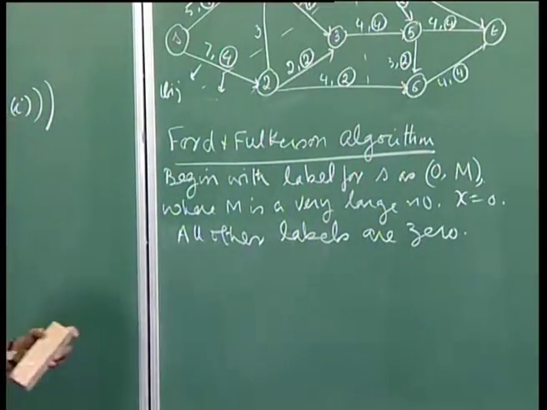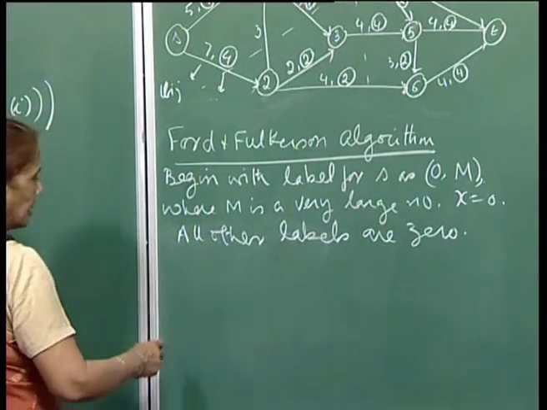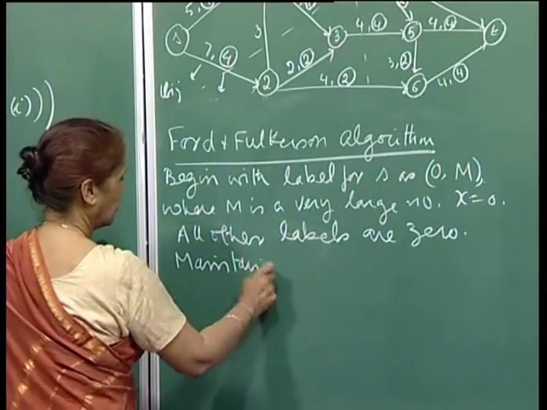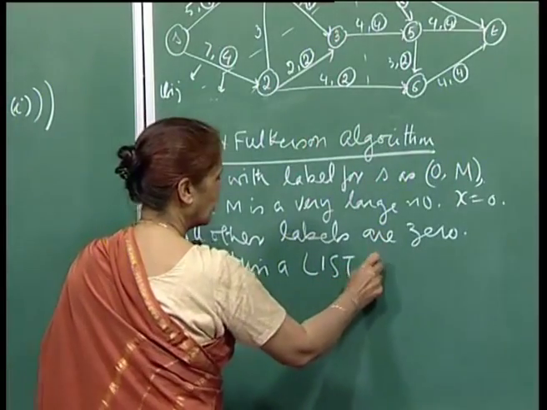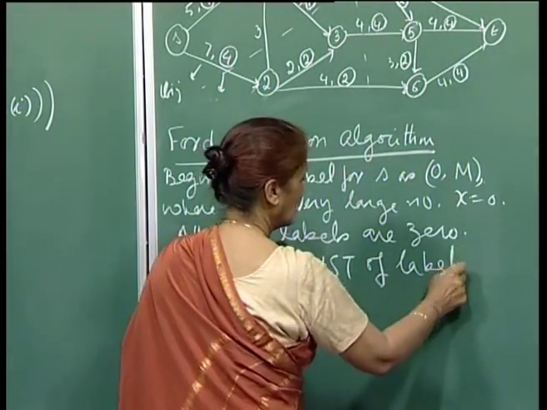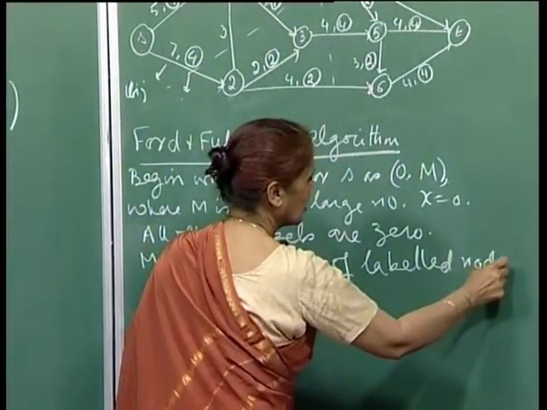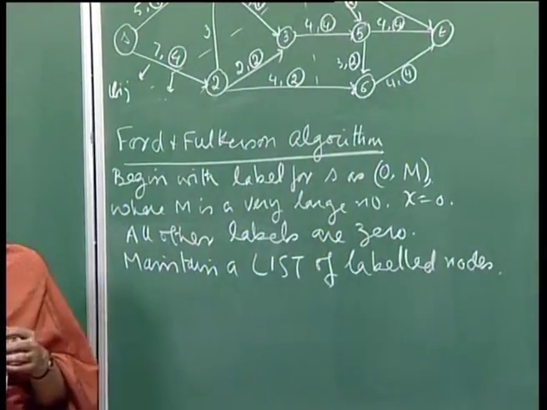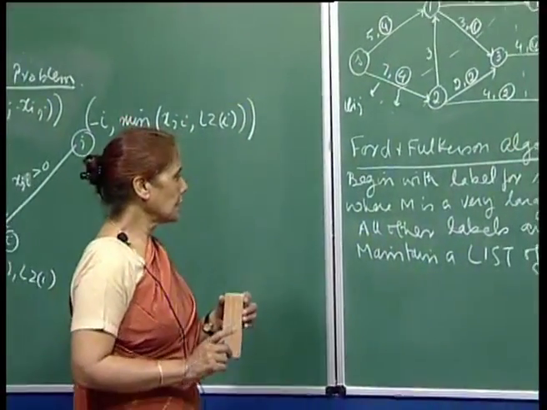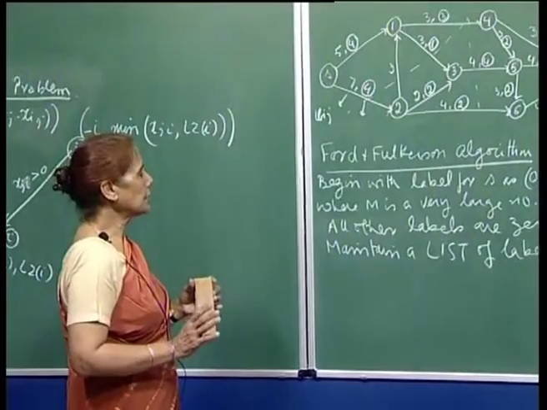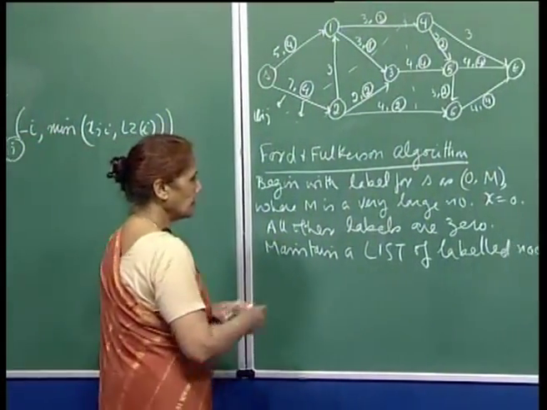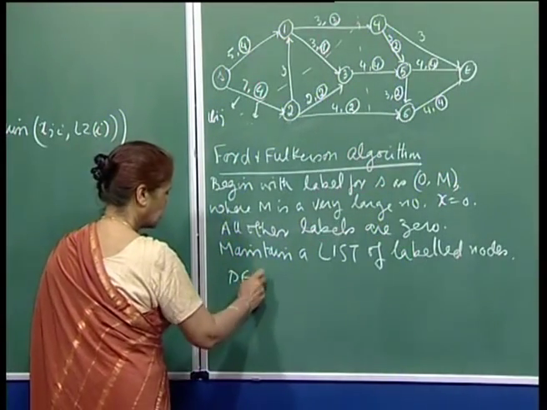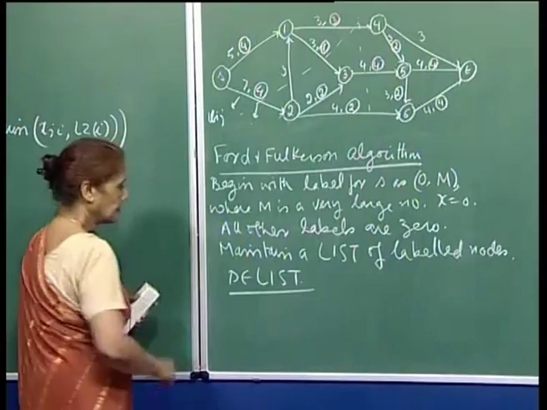Then you maintain a list of labeled nodes. So, this is all your initialization. Start with all 0 labels except for node S, which has the label 0, m. Currently the flow in the network is all 0. You have a list of labeled nodes, and in the beginning S belongs to this list.